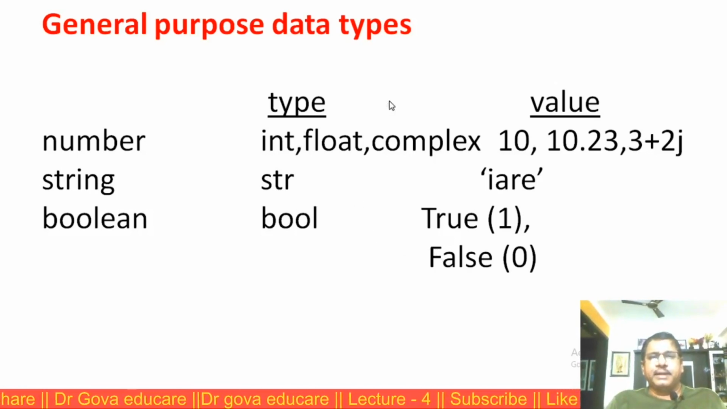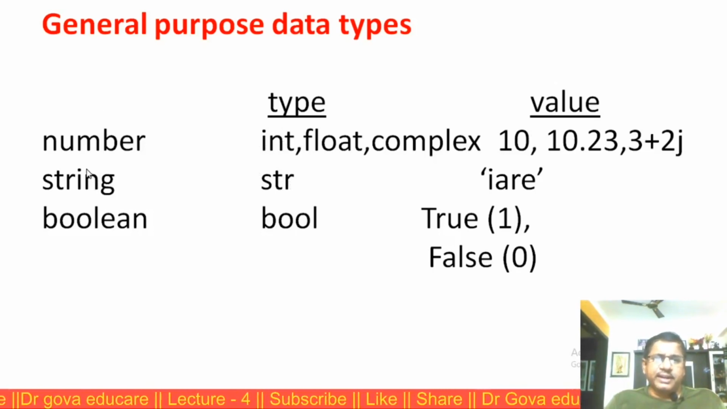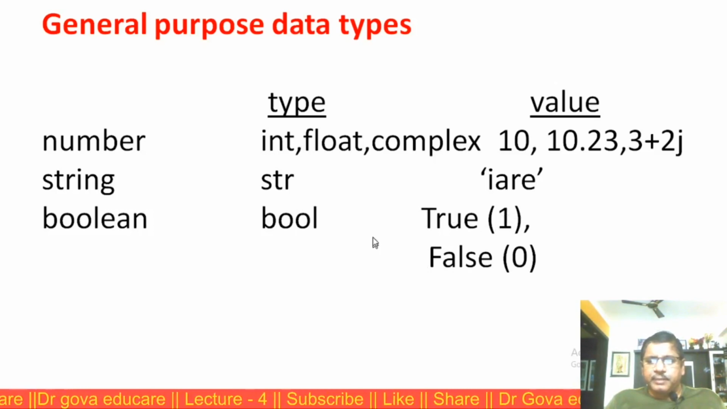General purpose data types. Now int, float, complex, these are number data types. These are the examples: 10 is an integer, 10.23 is a floating point value, 3 plus 2j is a complex number. str represents the string data type. These are the examples: IARE. bool represents the Boolean data type. In the Boolean data type, there are only two values, true and false. Internally, true represents 1, false represents 0.